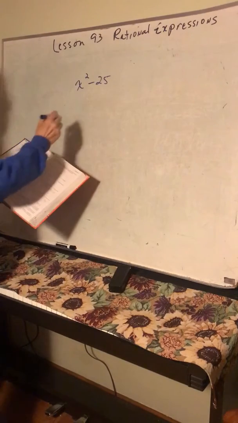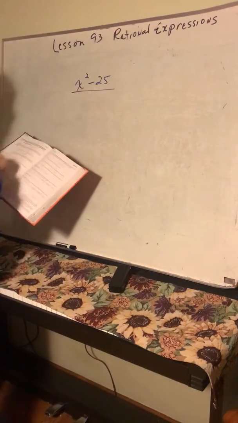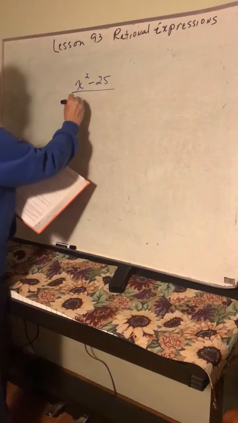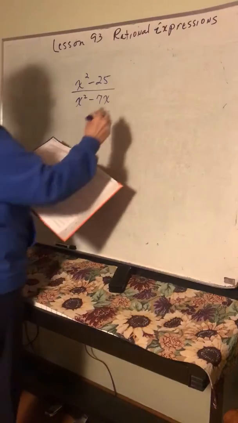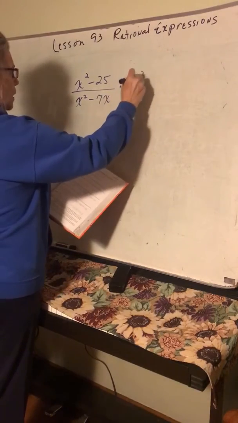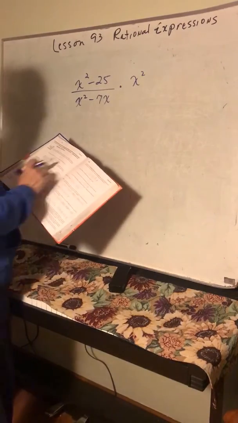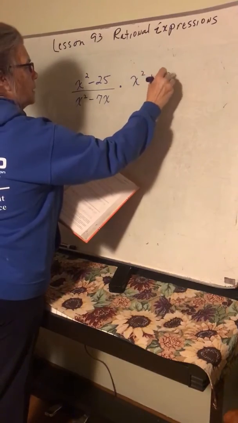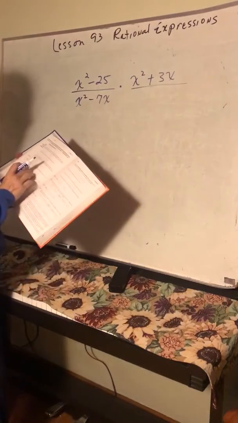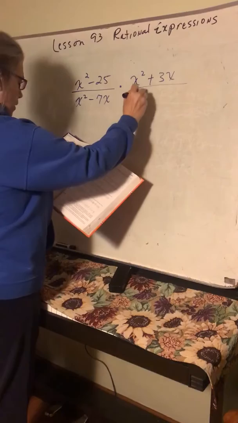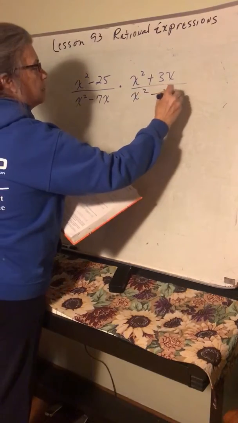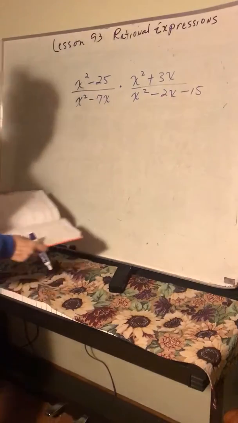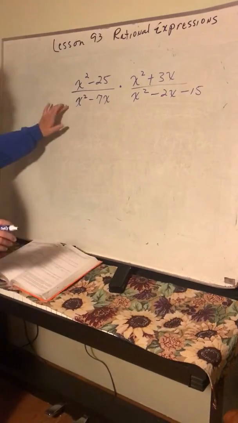Which you've done this before: x squared minus 25 over x squared minus 7x, times x squared plus 3x, divided by x squared minus 2x minus 15. Okay, so you've done each of these individually.